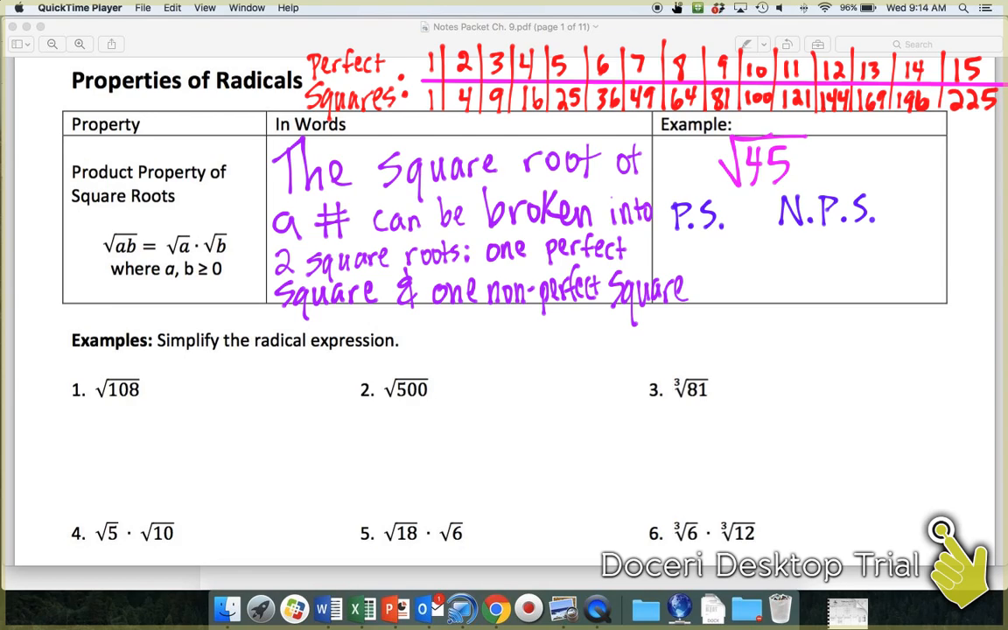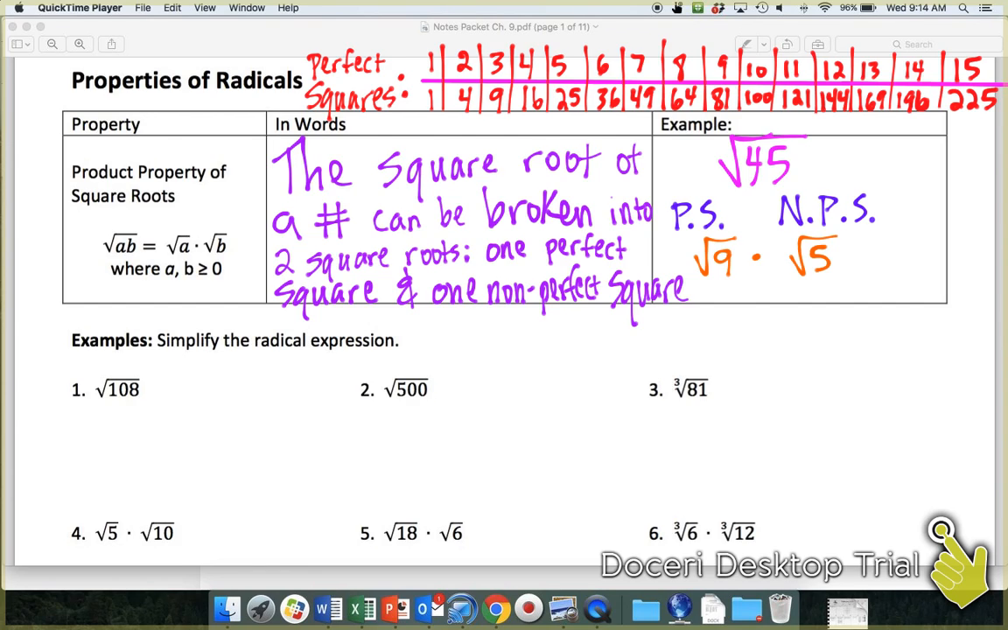Does 9? Right. So 9 would be our perfect square, right? So down here we're going to write square root of 9 times square root of, what times 9 equals 45? Okay, so that goes there. That's our non-perfect. Okay, so we broke it into a perfect square times a non-perfect square.